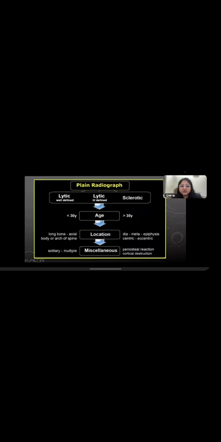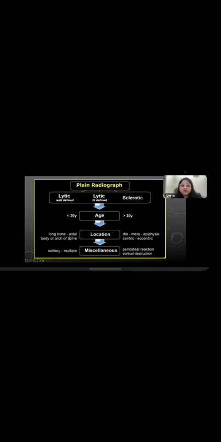See the location of the lesion in cross section as well as side section. That means in cross section, you will see whether the lesion is located in the central part, whether it is medullary or cortical in location. And longitudinally, you have to see whether the lesion is epiphyseal, metaphyseal, or diaphyseal in location.